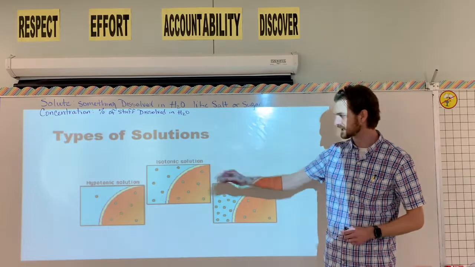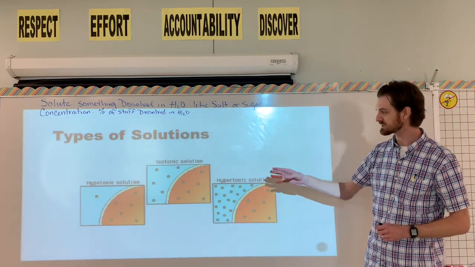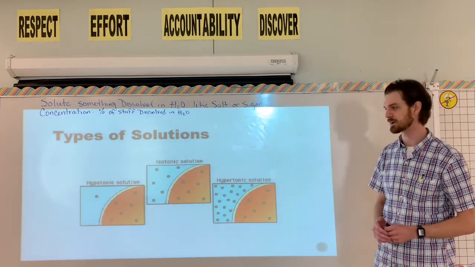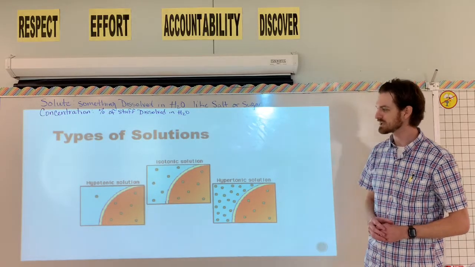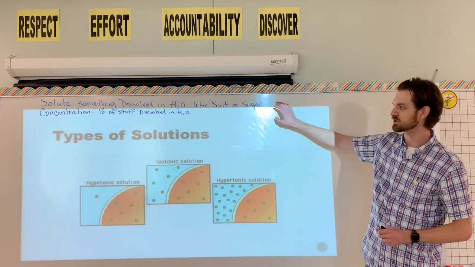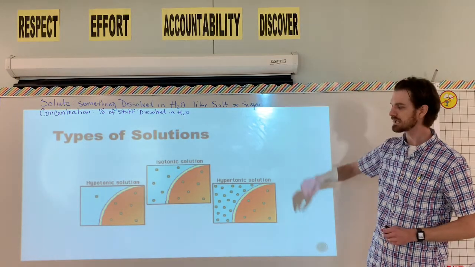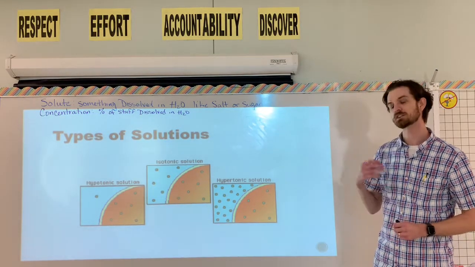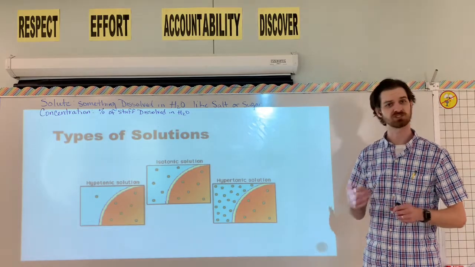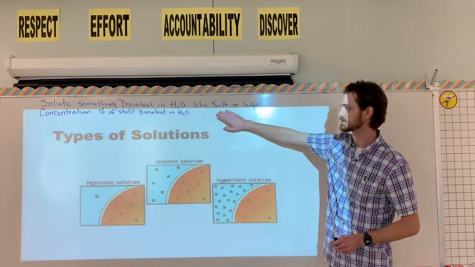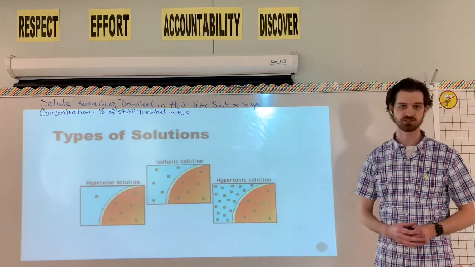So you have hypotonic solutions on the left there, isotonic in the middle, and hypertonic on the right. Notice in that hypotonic, think of those dots as solutes, or something that's dissolved in water, like sugar or salt, okay? And more specifically, we're going to think of them as a concentration or a percentage or amount, okay? So concentration is just the percent of stuff that's dissolved in water.